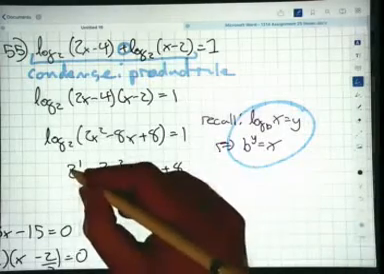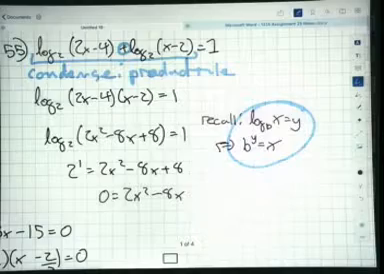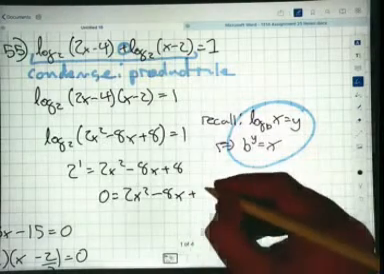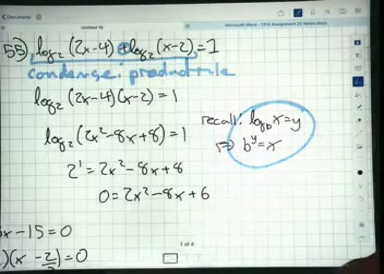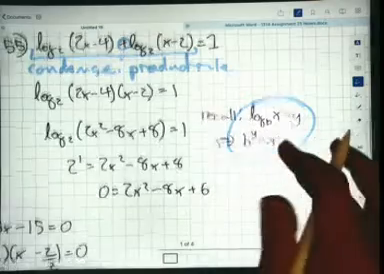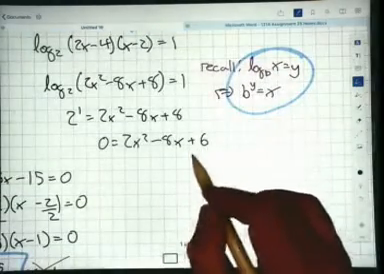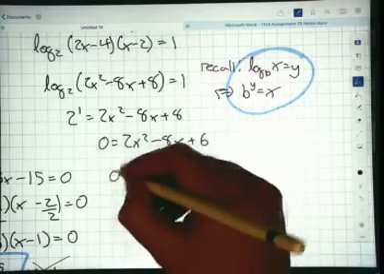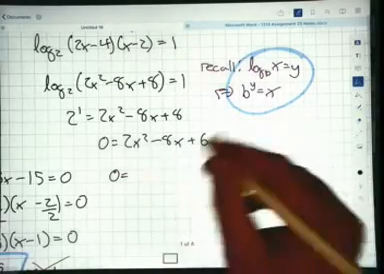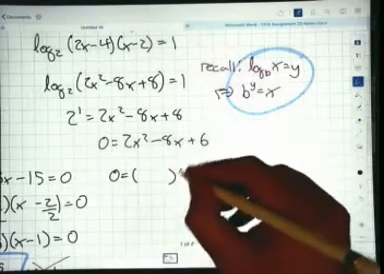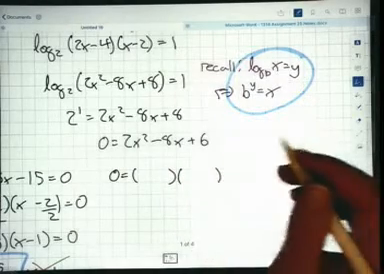So that becomes a positive 2. So we're going to subtract 2 on both sides. That's going to give me plus 6. So now we need to factor this guy. All right, so you could use the quadratic formula. I'm going to go straight to the factored form.